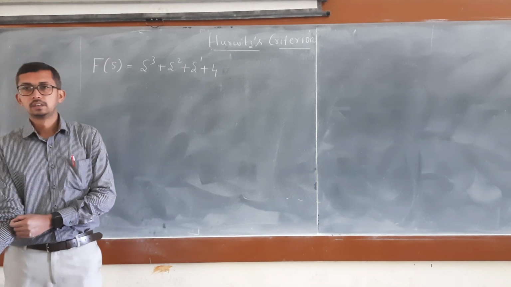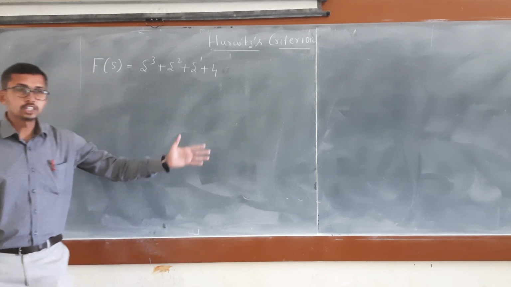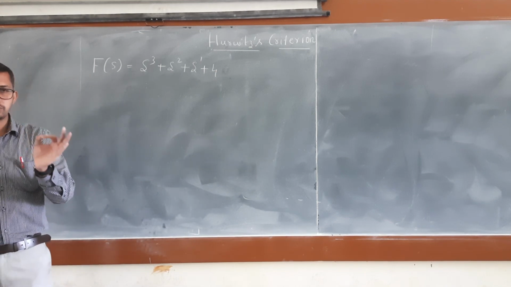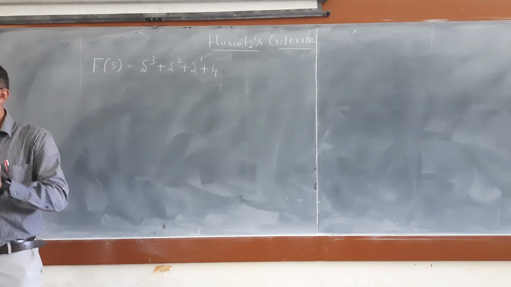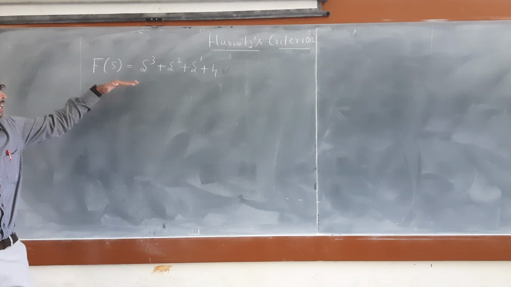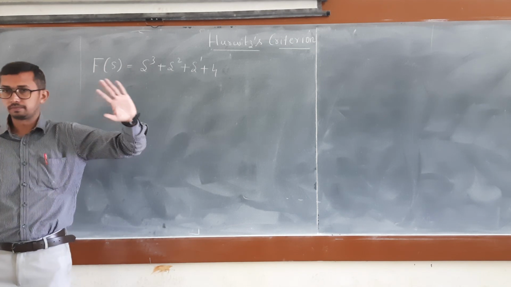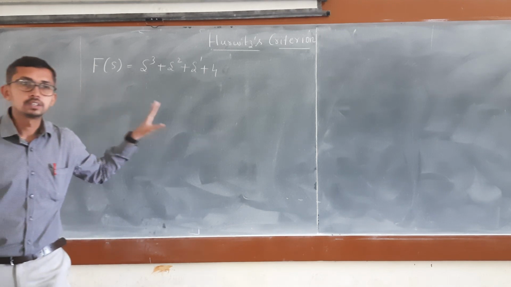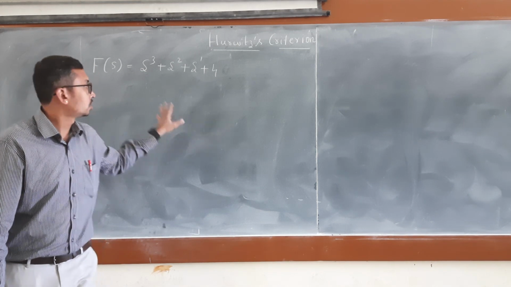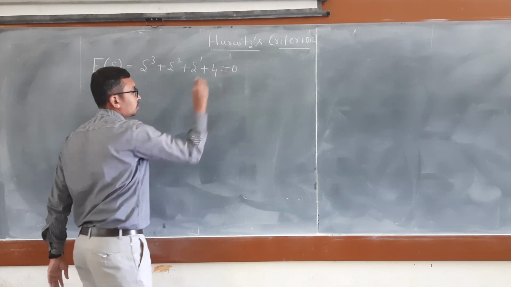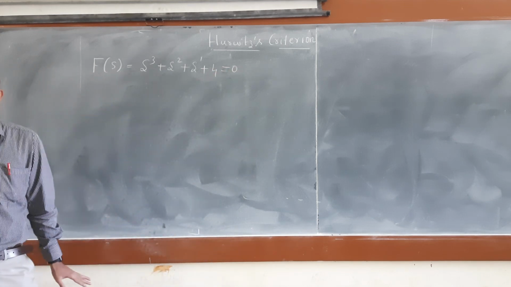Shall I start? Yes. So in this problem, we need to find the stability of the given system by this method. This is the characteristic equation of the given system, so therefore it has to be equated to zero. This we are going to call the characteristic equation.